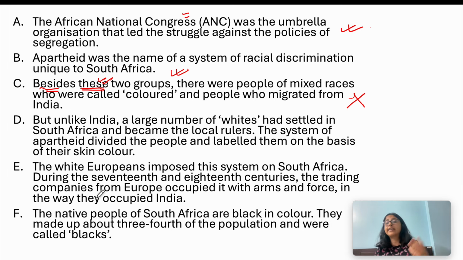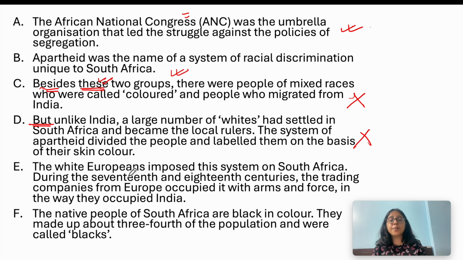Matlab skin ka color dekh ke logo ko judge kiya jata tha, logo ko differentiate kiya jata tha, alag kiya jata tha. So here the sentence starts with a connector, but if your sentence starts with a connector, then that cannot be your first sentence. Okay. Incorrect.